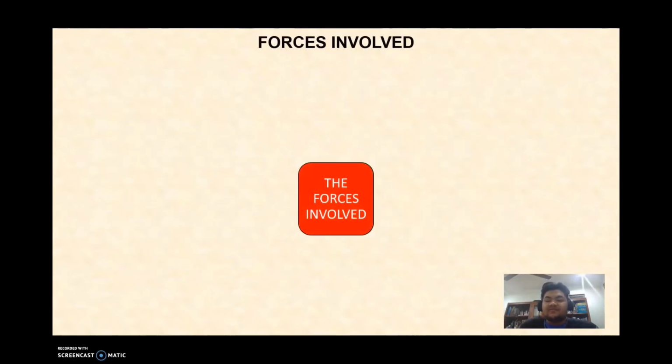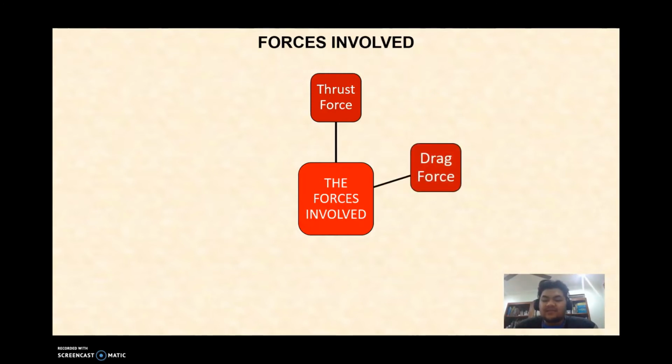Now, I will introduce the forces involved in our case study today. First is thrust force. Thrust force is a force or a push, essentially a product of the net force of the car, which moves forward, which, according to the formula, force is mass multiplied by the acceleration of the object. Next is the drag force. Essentially, the drag force is the resistance experienced by an object. In this case, it is the air resistance.